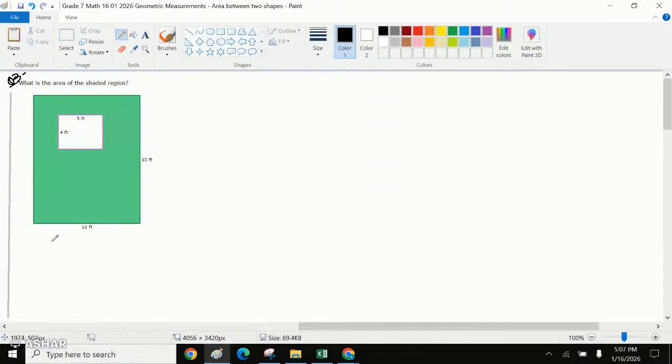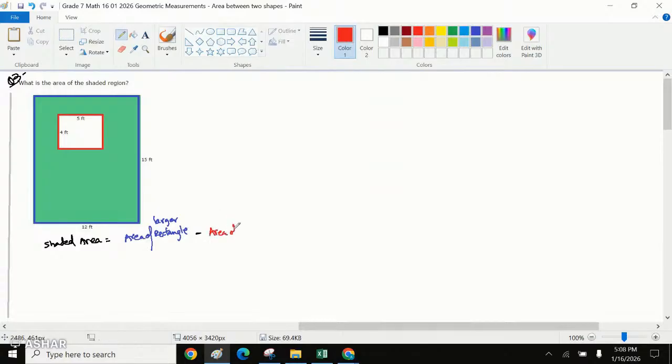So can we say shaded area would be equal to the larger rectangle minus the smaller. Can we say shaded area would be equal to area of the larger rectangle minus area of the smaller rectangle.